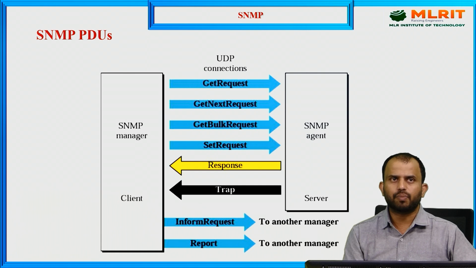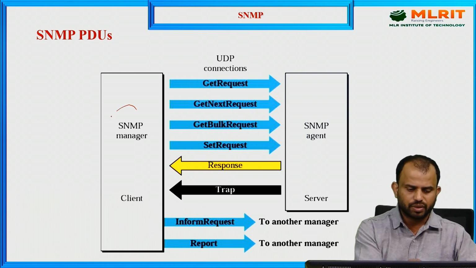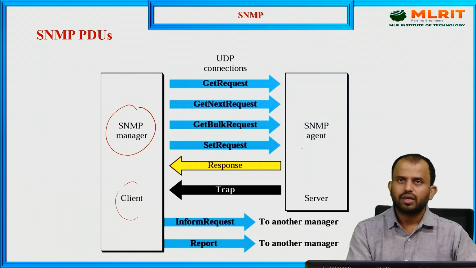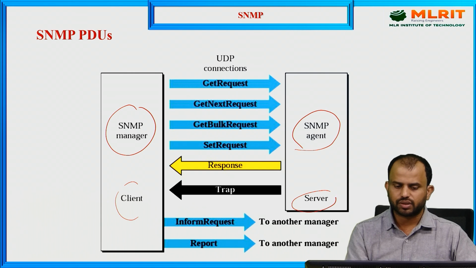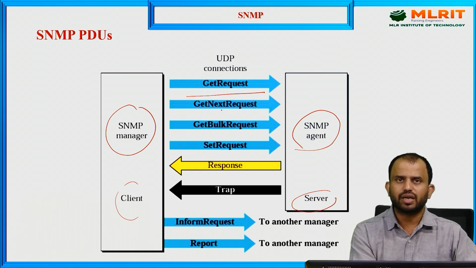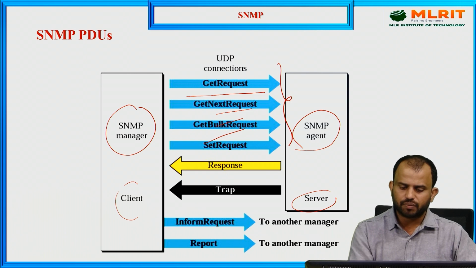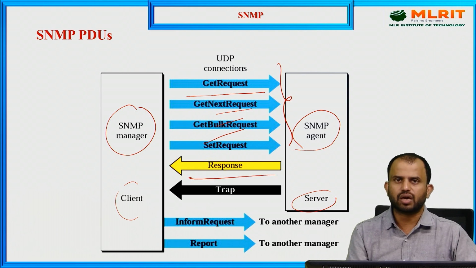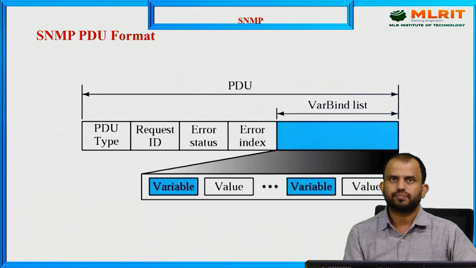These are the sample types of SNMP PDUs. We have the manager with its respective clients, and the SNMP agent, which is a server system. There is the get request, next request, bulk request, or set request. Based upon the request mechanism, we get some kind of response. We can trap them, then inform the request and report to the manager.